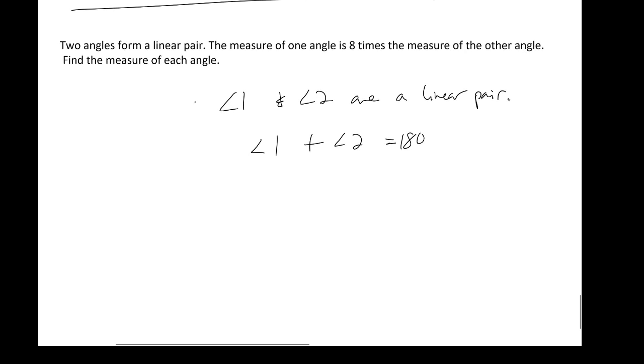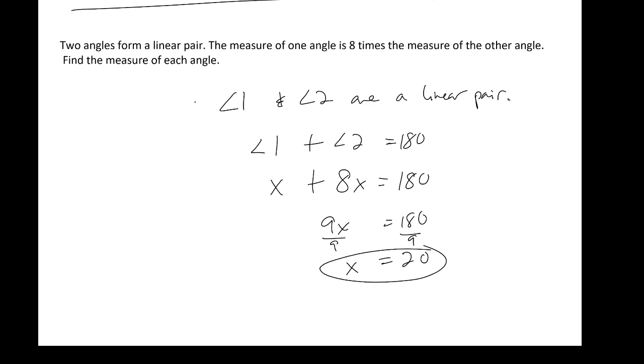is 180, right? So if I have 1 as some number, the other one is 8 times that. So I have x plus 8x is 180, meaning that 9x is equal to 180, meaning that x is really going to be equal to 20, right? Because I got to divide by 9 on both sides. And there we go. Take this guy, throw it back in there. So we have angle 1 is equal to 20, okay? But angle 2, which is really equal to 8 times 20, or 160.